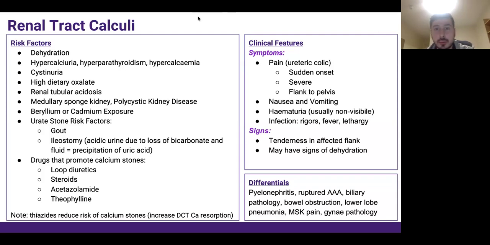So what clinical features? Patients will present with pain, and we term this colic, and this pain will be very bad. They often rate it 9 to 10 out of 10. It will have come on suddenly, and it can radiate from the flank to the pelvic region. Patients will feel very nauseous. They might have vomited, and while they might not notice blood in their urine, if we do a urine dip, we'll find that it's positive for blood. If the stone has become infected, they might have signs of infection.